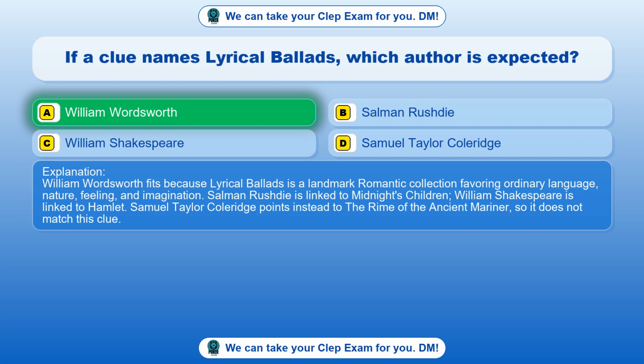Salman Rushdie is linked to Midnight's Children. William Shakespeare is linked to Hamlet. Samuel Taylor Coleridge points instead to The Rime of the Ancient Mariner, so it does not match this clue.